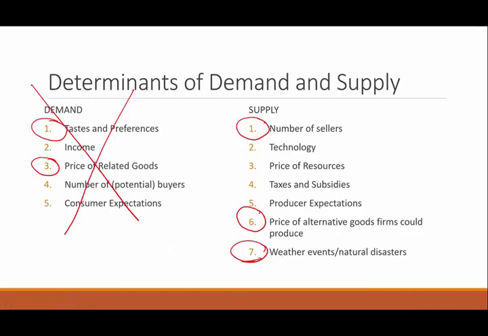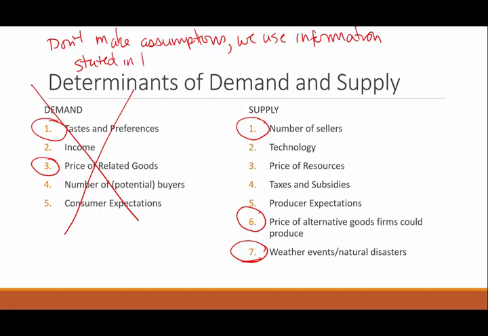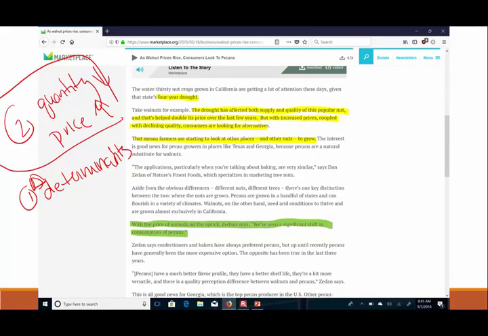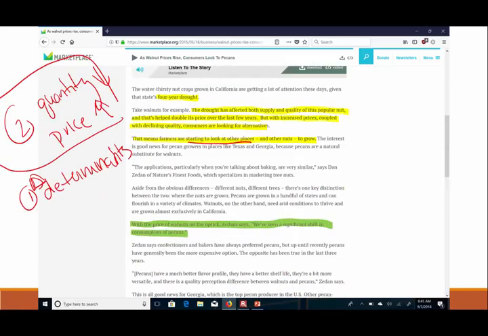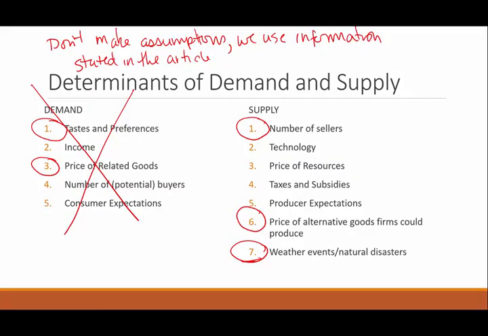So we can't make assumptions, and there's a lot of good ones we can make. But for this assignment, we don't make assumptions. We use information stated in the article. So if I go to the article, I see farmers are starting to look to other places. And I see a couple of calls have been made. So I don't really see that this has happened yet, at least as of 2015, so I'm going to cross this out.